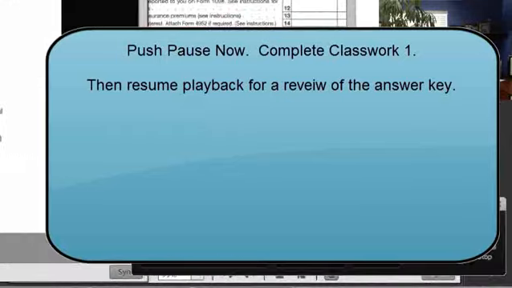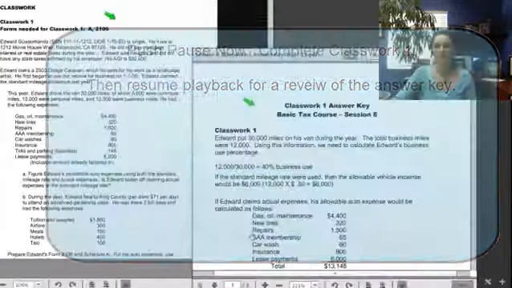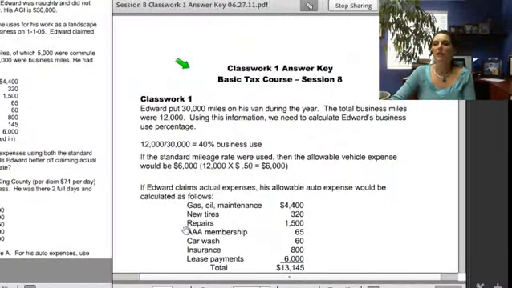So here we have the classwork 1 answer key. Edward put 30,000 miles on his van during the year, and the total business miles were 12,000. Using this information, we need to calculate Edward's business use percentage, and here's how we do it. We take the 12,000 business miles, divide those by the 30,000 total miles, and we get 40% business use.